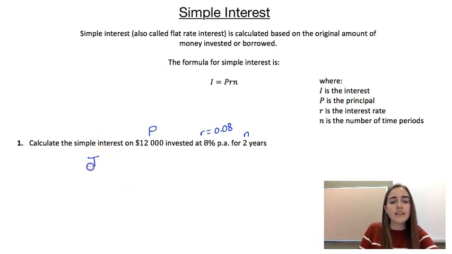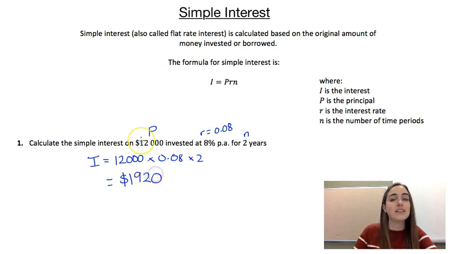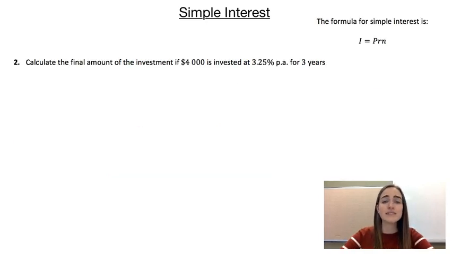All right, so to calculate the interest then, we're going to go interest equals 12,000 times 0.08 times our 2. So we're multiplying those three things together. And that's going to give us $1,920 interest.